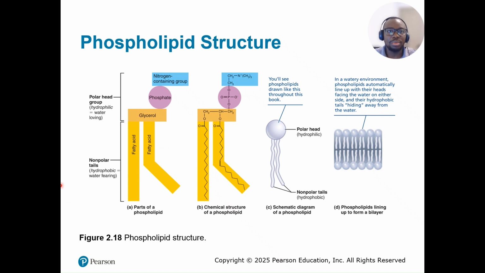The tails are nonpolar and hydrophobic or water-hating. The tails consist of fatty acids. Please notice that the fatty acid tail on the left is straight, while the fatty acid tail on the right is kinked. Schematically, hydrophilic heads are shown as round circles, and 2 slender nonpolar tails are attached to the polar head. One tail is fairly straight while the other tail to the right is kinked.